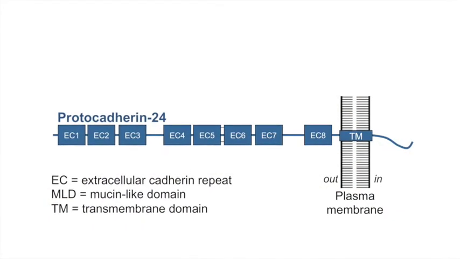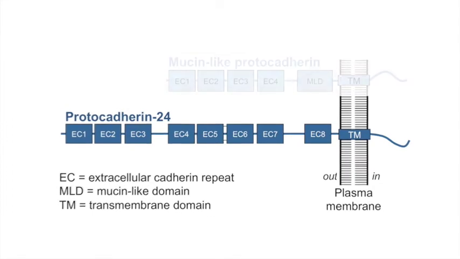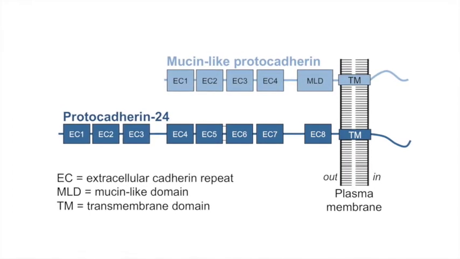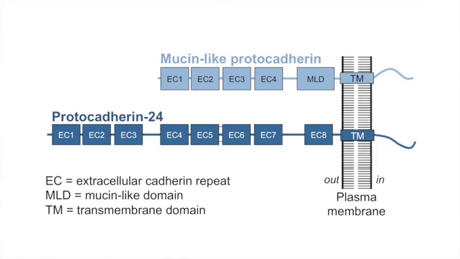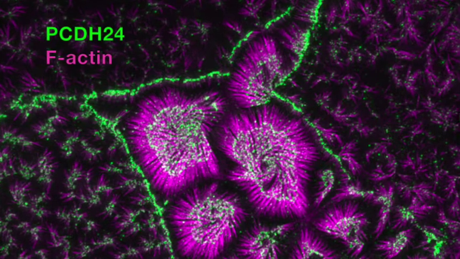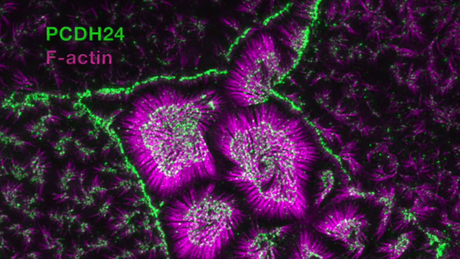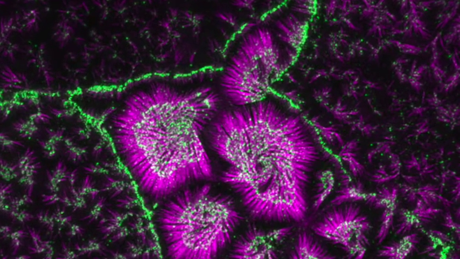And that data set told us there were two protocadherin isoforms in this system that were poorly characterized in terms of their function. One of them was protocadherin 24, the other one was mucin-like protocadherin. Both of these are members of the cadherin superfamily of calcium-dependent extracellular adhesion molecules. So when we started our analysis of these molecules, we quickly saw some interesting things. First, both protocadherin 24 and mucin-like protocadherin demonstrate a striking localization at the tips of microvilli.